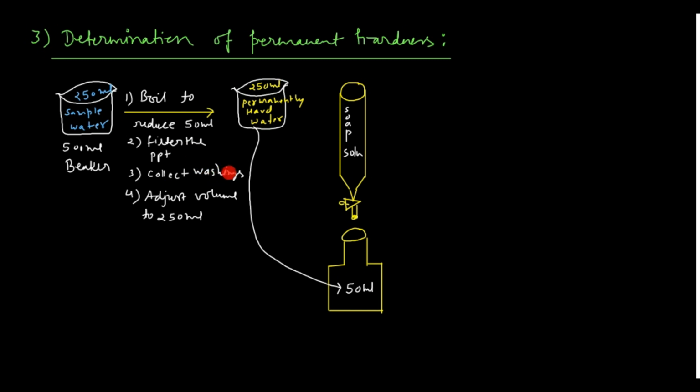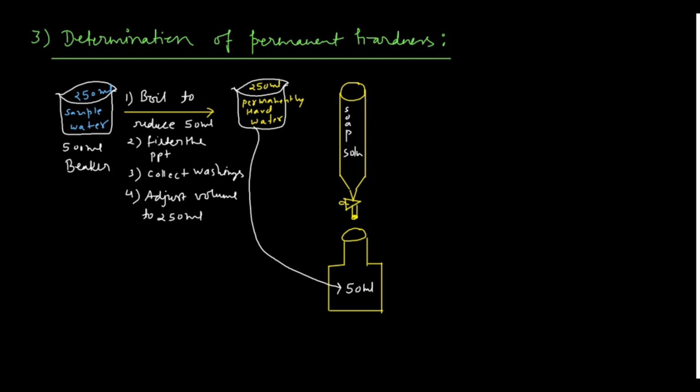Collect the washings again, and I'll adjust this 50 ml volume again to 250 ml, because 50 ml will not be enough for me to do the titration. So I'll add a further 200 ml of water of zero hardness, so that I can make the volume 250 ml. However, hardness will not change in that case. It will contain the permanent hardness only. I am only increasing the volume by adding water of zero hardness, so that my volume is enough to do the experiment.